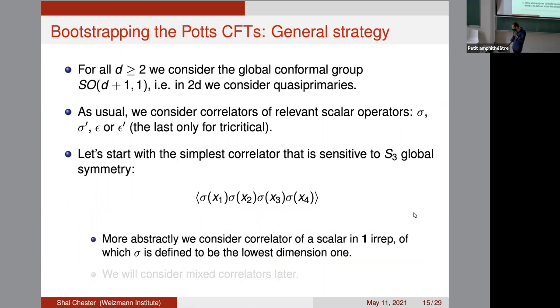So more abstractly, we consider correlators of a scalar in the one representation, of which sigma is defined to be the lowest dimensional. Because remember, the bootstrap a priori has no idea that we're looking at the Potts model. All it knows is that we're going to be looking at some CFT with S3 symmetry, and we're going to be looking at the lowest dimension operator which is charged under that S3. And I should note, I will talk about mixed correlators later. For now, I'm just looking at this simplest correlator.